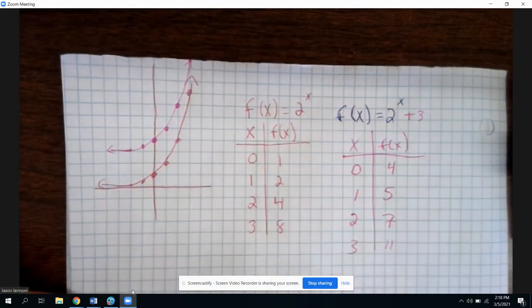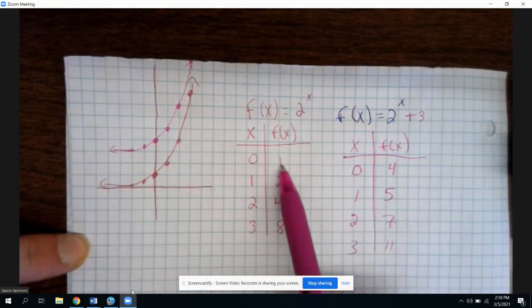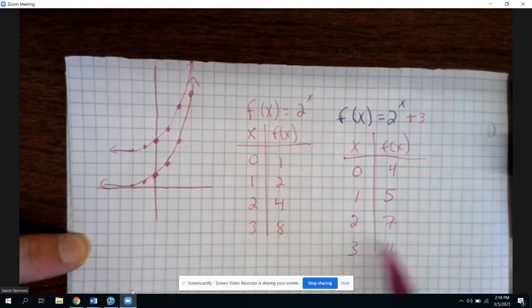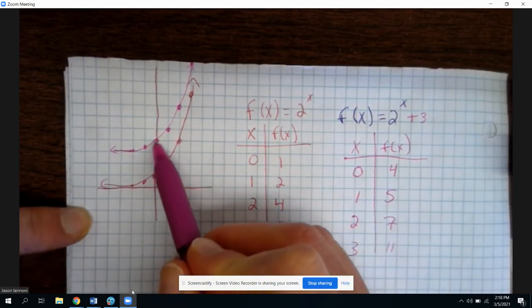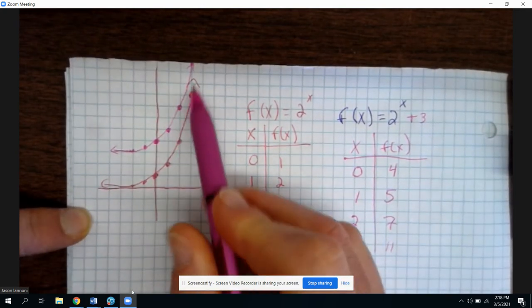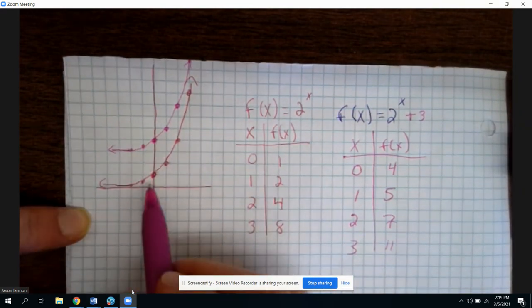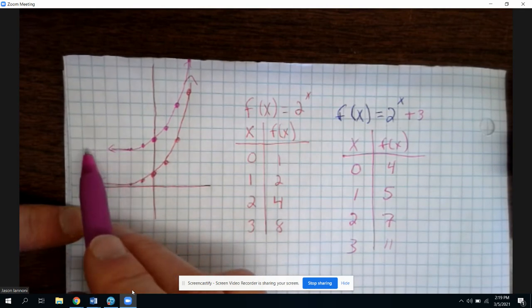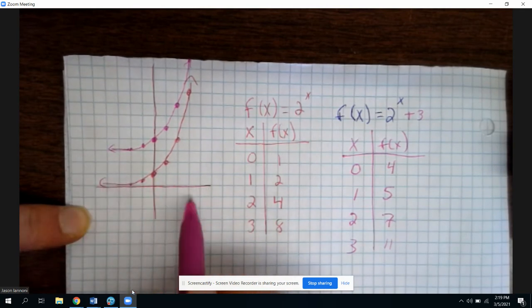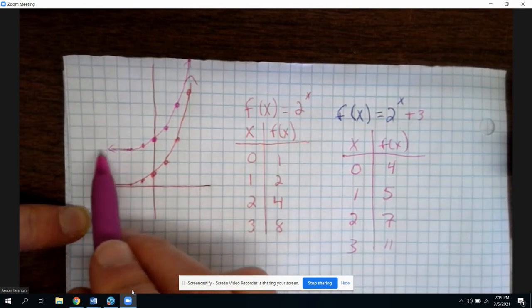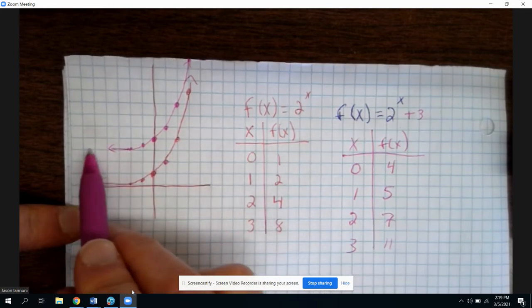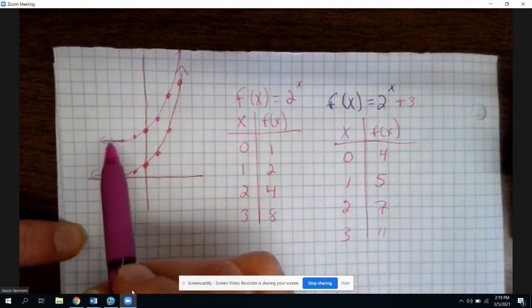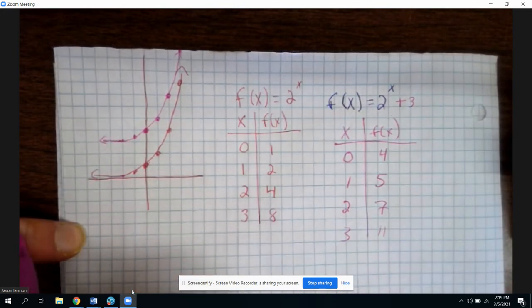So what that does graphically, you can see we went from 1 to 4, 2 to 5, 4 to 7, 8 to 11. So everything's 3 bigger. Everything is up 3 points straight up. And now this asymptote is no longer at y equals 0. It's now at y equals 3. It's approaching this y equals 3 line. It'll never touch it. It'll never go below that.